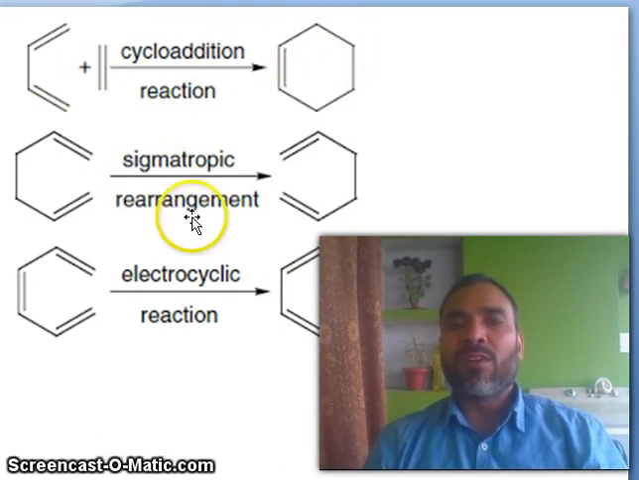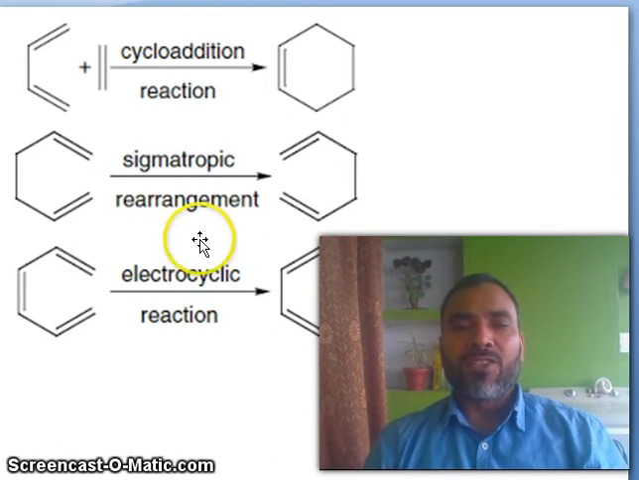In a sigmatropic rearrangement, what will happen? The double bond position is here. Now you are just flipping it to this side. What is the reaction mechanism? This is a type of concerted reaction. What is the meaning of concerted? We will discuss that in the next video.